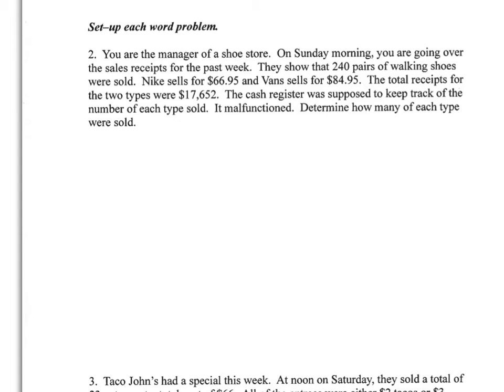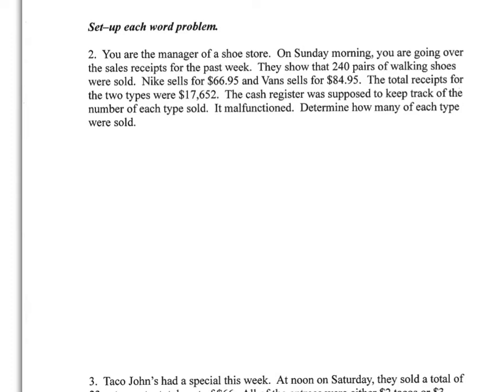So the gist of this problem is that you're going over sales receipts. There 240 pairs of shoes were sold, and Nikes sell for $66.95, Vans sell for $84.95. The total receipts were $17,652, so that was probably a pretty good week. And the cash register was supposed to keep track of the number of each type sold, but it didn't. So we can use a system of equations to find out how many of each type were sold. I realize Nikes probably cost more than Vans, but we're just going to go with what I have set up.